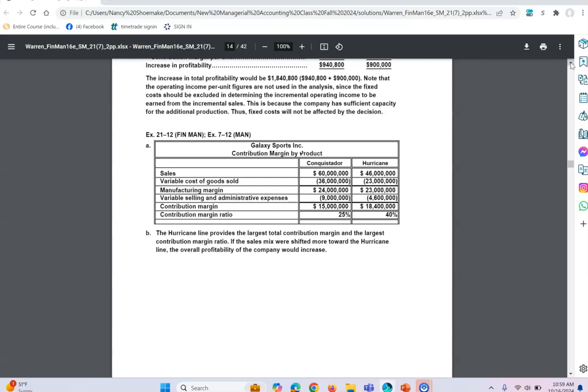So our contribution margin for the Conquistador, the $15 million divided by $60 million is 25%, whereas the Hurricane's at 40%. So the Hurricane line provides the largest contribution margin and the largest contribution margin ratio. If the sales mix could get shifted a little more favorable for the Hurricane, profitability of the entire company would go up in that case.